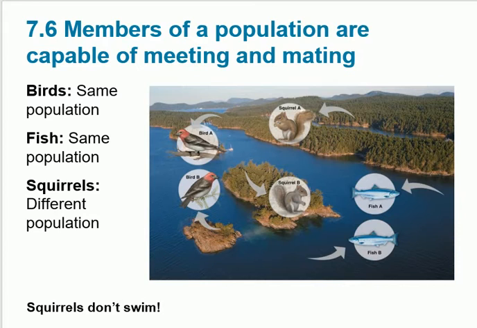So here are different populations. Birds, these are the same population. Okay, they are similar to each other. They live in the same area. They live at the same time. Fish is a population. Squirrel is a population, and so on.